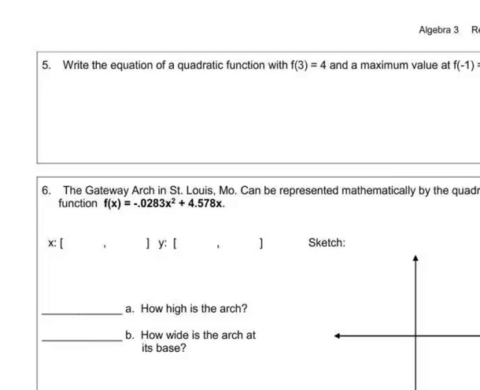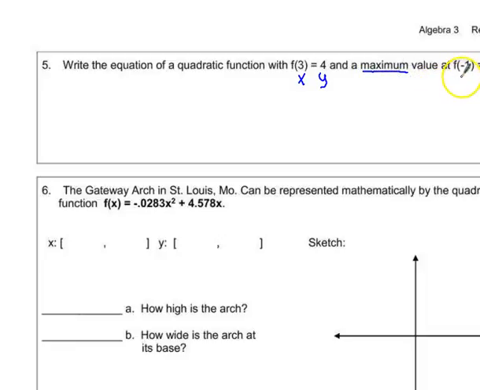Number 5, it reads, write the equation of a quadratic function with f of 3 equal to 4. So that is our x and our y value. So our x is equal to 3 and our y is equal to 4. And because it is a maximum, that's our vertex.